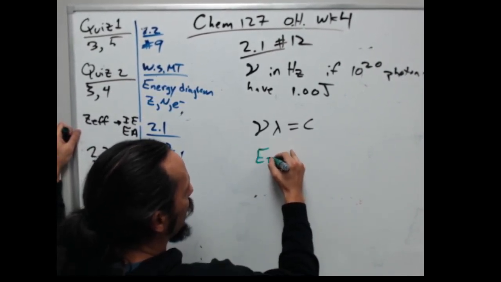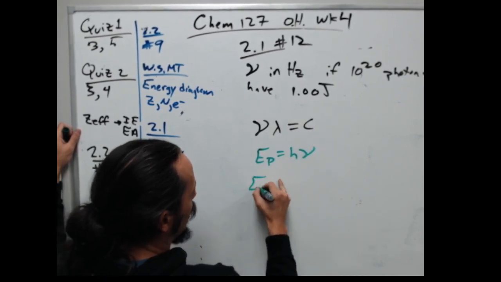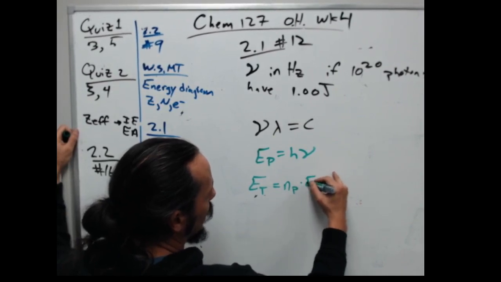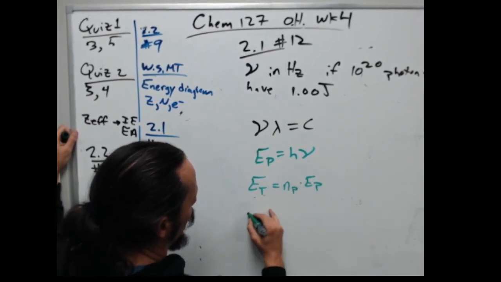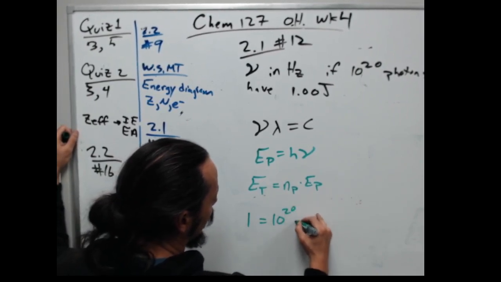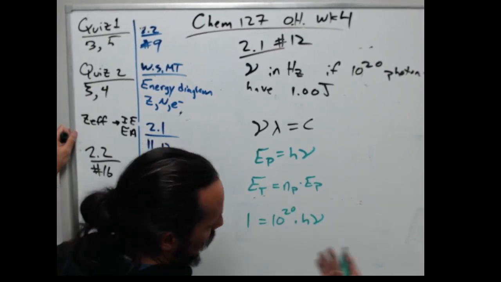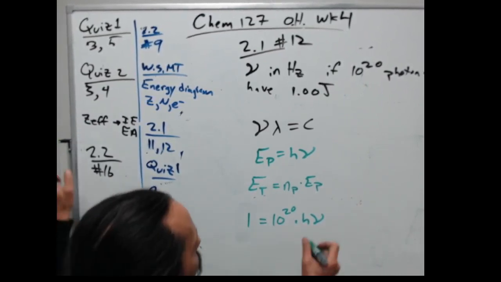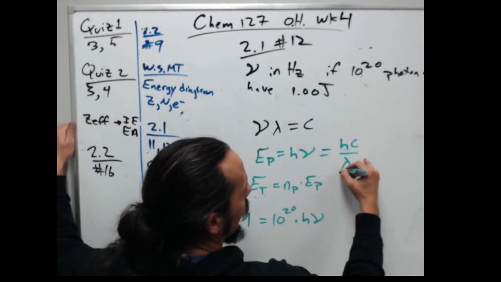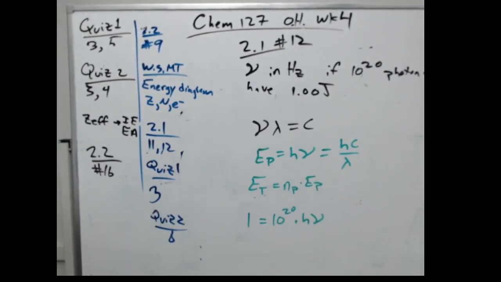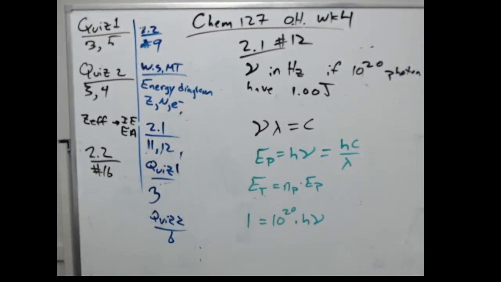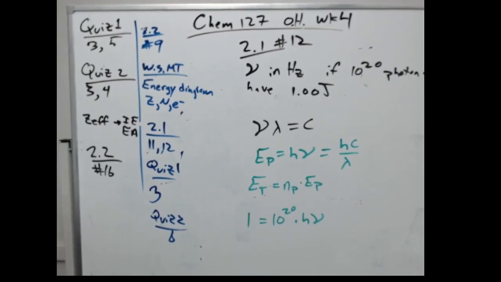I could have done the energy of a photon equals h nu, energy total equals number of photons times energy of photons, and then I would just have 1 is equal to 10 to the 20 times h nu. Same thing, right? I just use h nu instead of hc over lambda. I could have used either one. But since we already had those numbers used, it would have been easier to use my wavelength answer from the last one and plug it in there. We don't have to go through the entire process, though. Hopefully that clears it up.